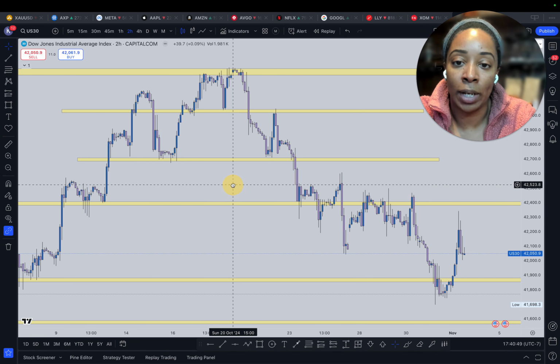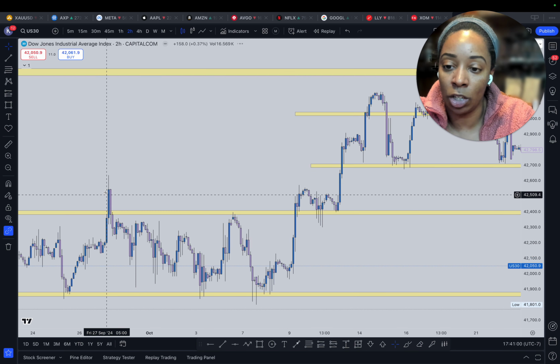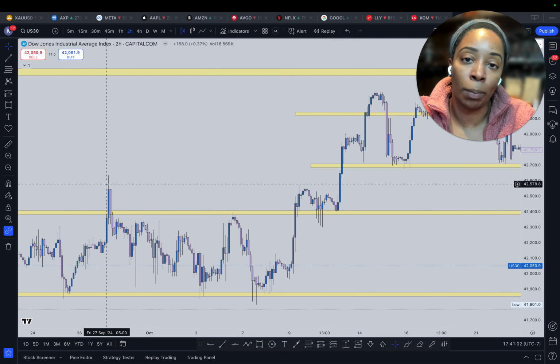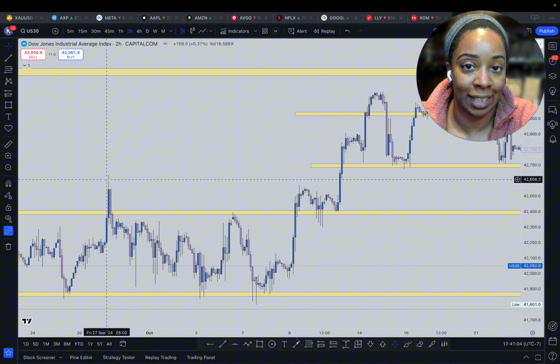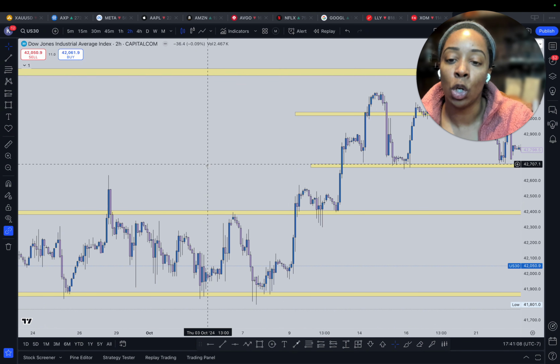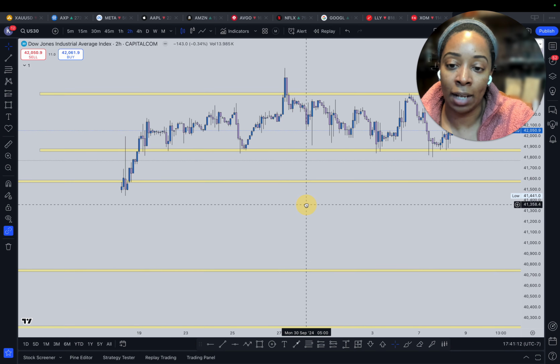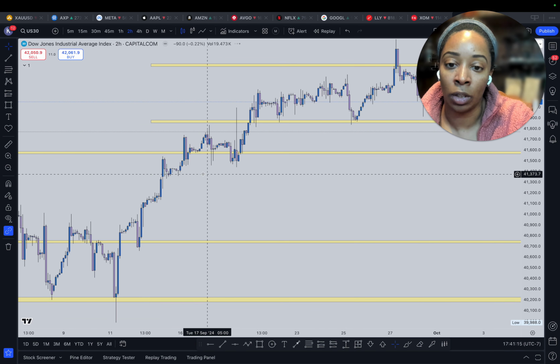All right, so here we are back at the top. Everything is still looking great. And here we do have this area where price came up, looked like it was going to continue to push up, but it actually came back into the zone right here. So really nothing to do right there. So now let's go down to the other levels.